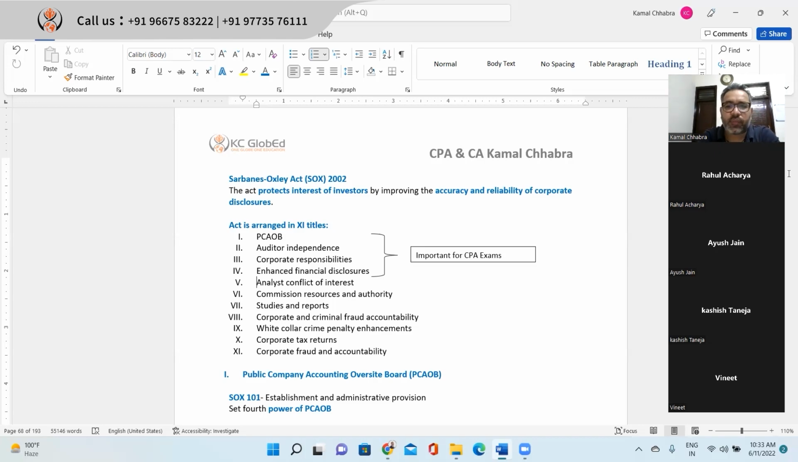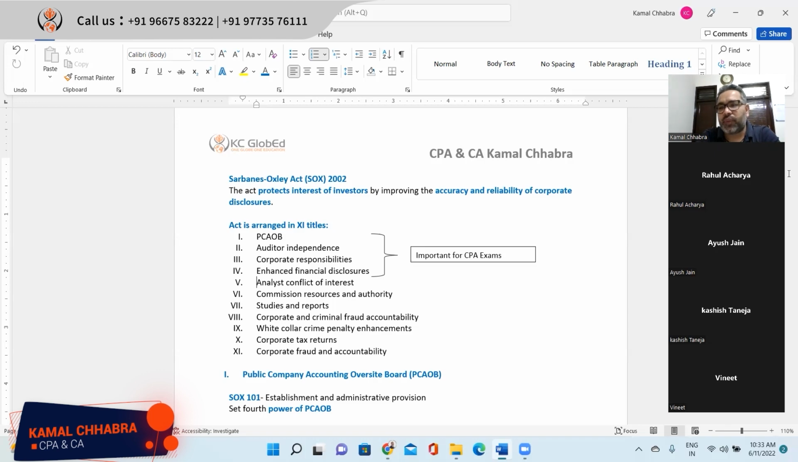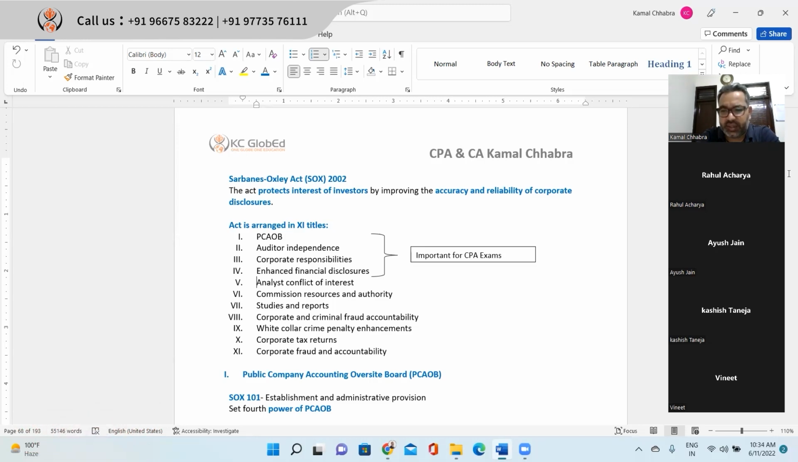And then they have also formed the PCAOB and auditor independence rules, to control and ensure the quality of the CPA's work, especially for issuer companies, especially for public companies, right? So the entire act is arranged in these 11 titles, which are in front of you. The first one is PCAOB. What is PCAOB?